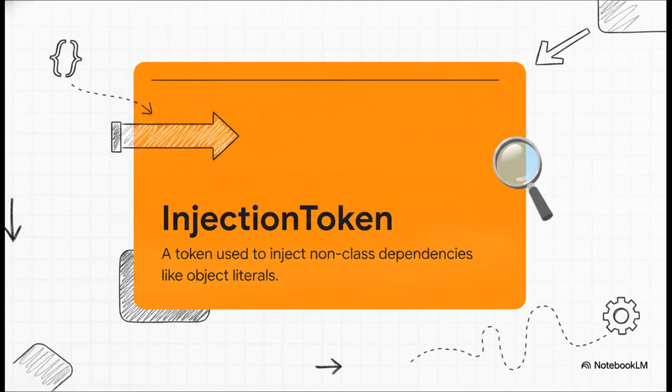But what if you need to inject something that isn't a class, like a plain configuration object literal, or even just a primitive string? That is where an injection token comes in. You create the token and then use the useValue provider configuration to bind that token to your object. It is a brilliantly elegant way to pass environment variables all around your app.